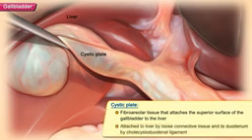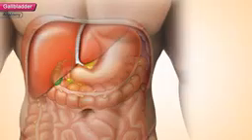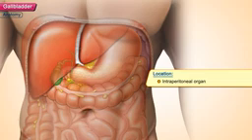It is attached to the liver by loose connective tissue and to the duodenum by the cholecystoduodenal ligament. Anatomy. Location. The gallbladder is an intraperitoneal organ.